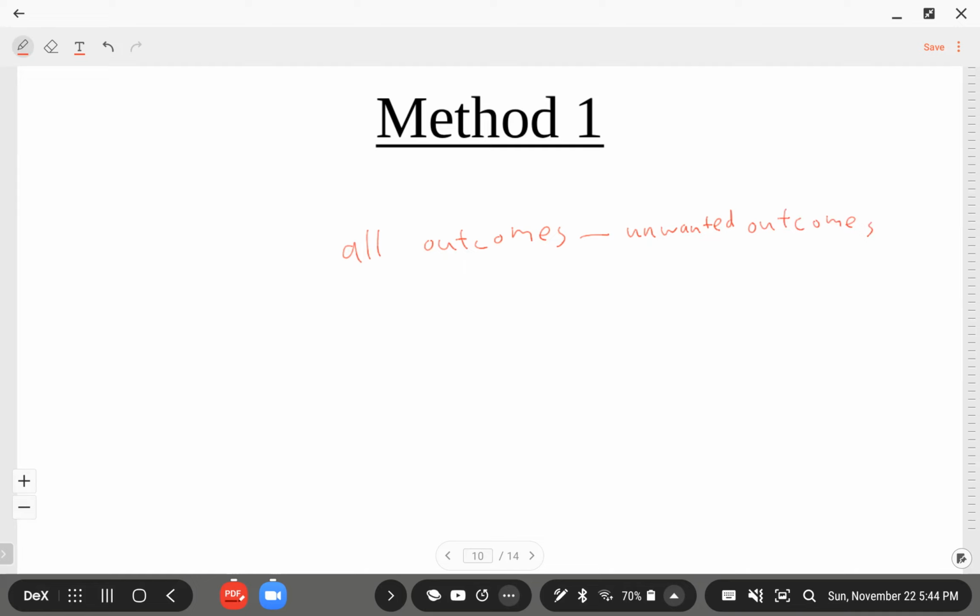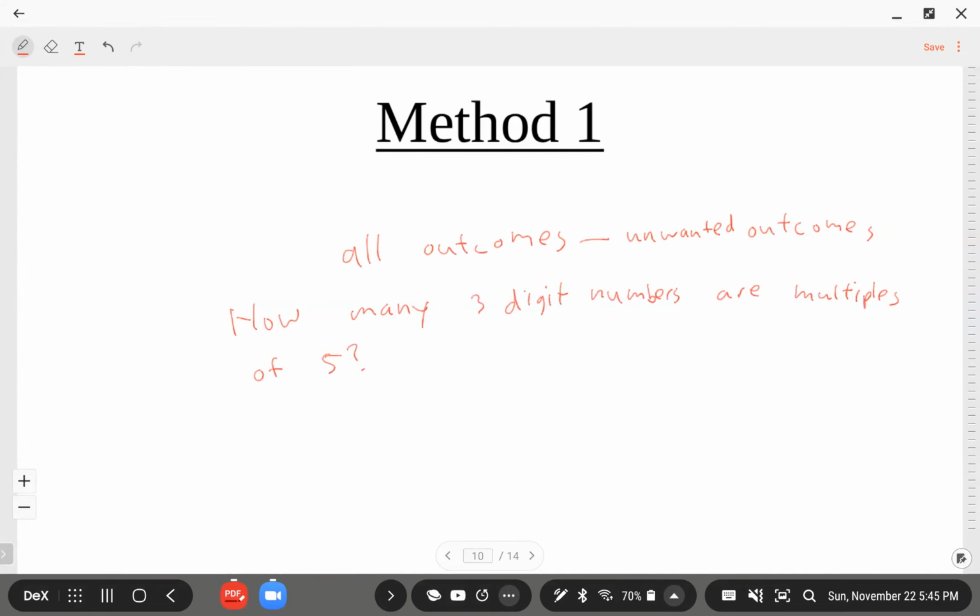So let's say, how many 3-digit numbers are multiples of 5? That is a very basic question. So what are all the outcomes? We have 900 3-digit numbers, right? Those are all the outcomes. We have 900 numbers, 3-digit ones, and then subtract the ones that are not wanted.